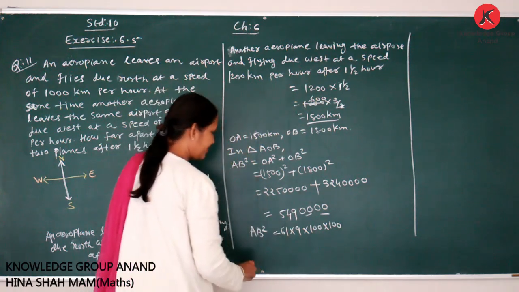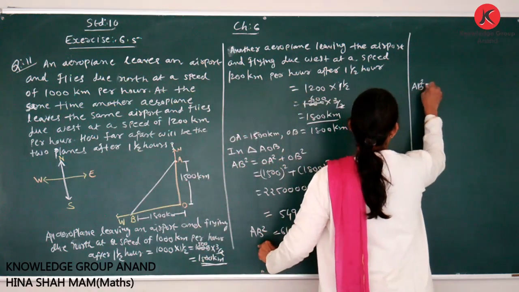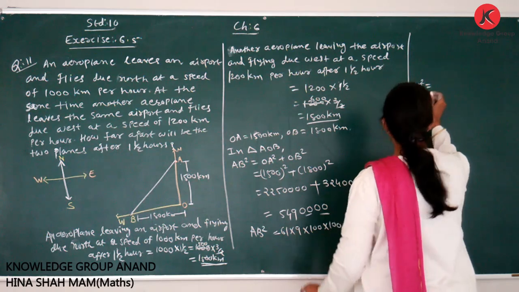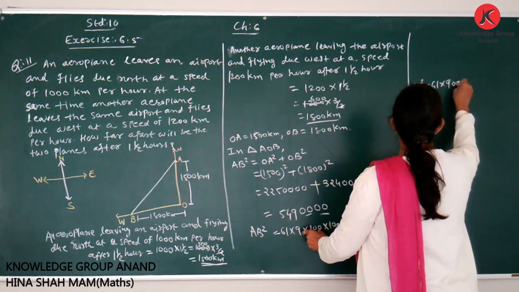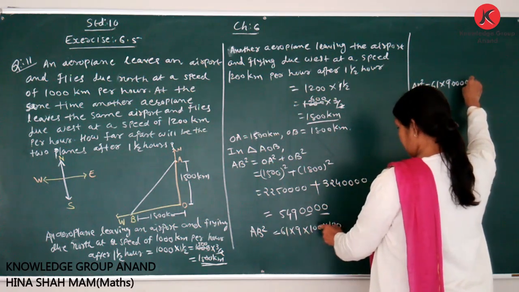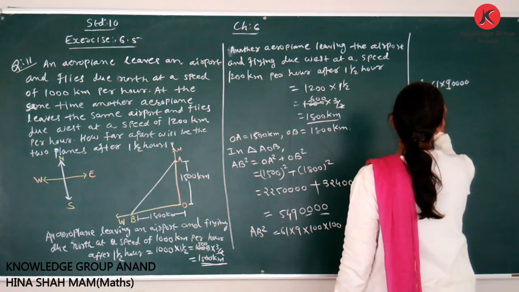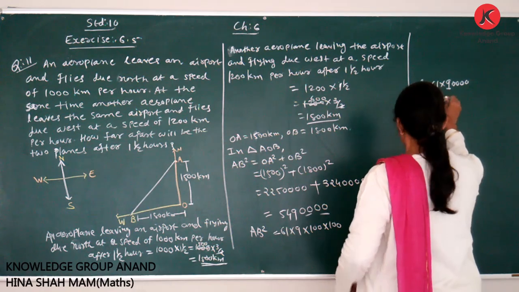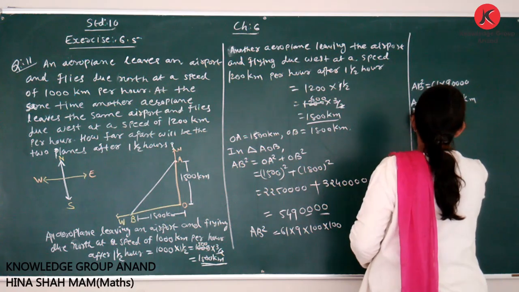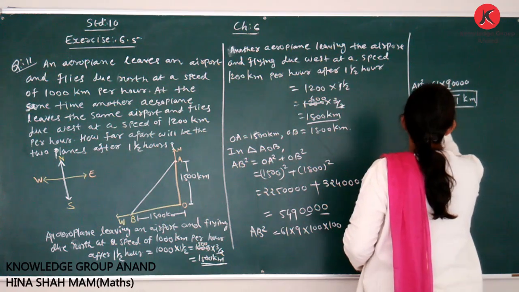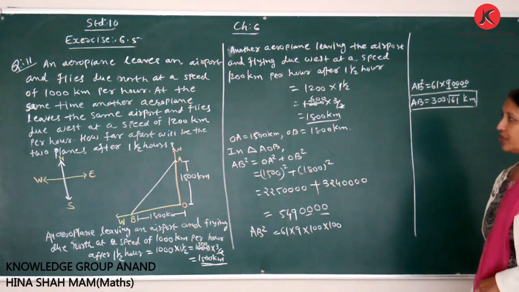Then we write here AB square is equal to 61 times 9, and 9 is a complete square number. AB is equal to the square root of 9 times 100 square times 61, so AB is equal to 300 root 61 kilometer.